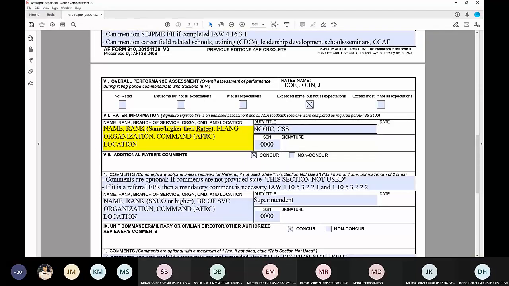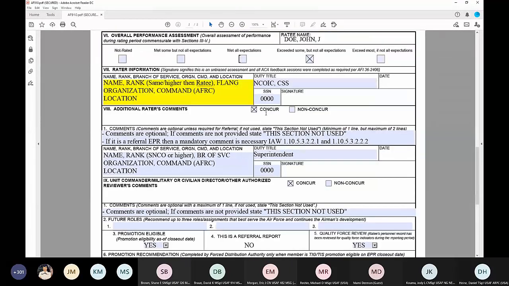Duty title, this is the duty title of the rater. The last four of the rater. If the rater is a civilian employee, they do not have to put the last four of their social. They can either put 0000 or leave it blank if they do not want to put the last four of their social. And then sign and date.